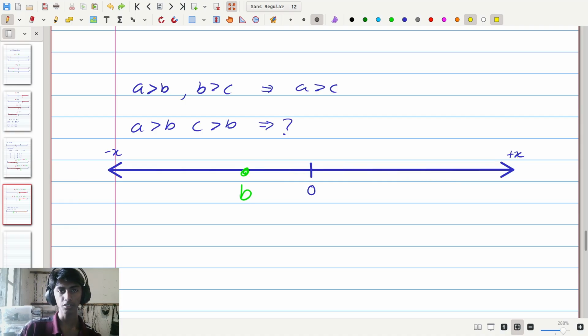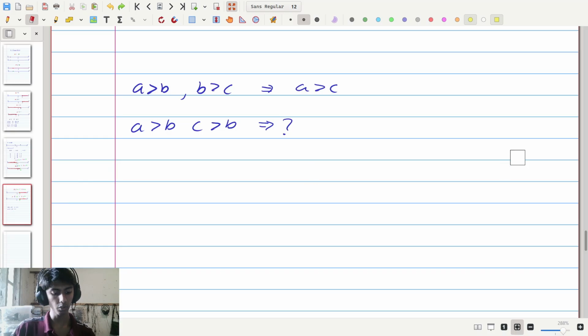However, in the other case where we had A greater than B and B greater than C, in that case, the relationship looked like this.